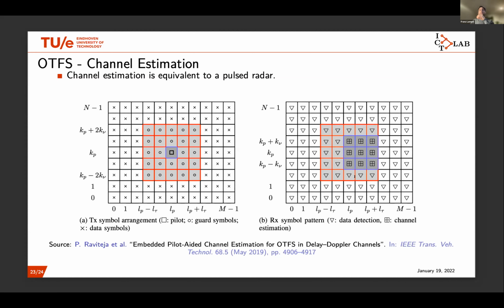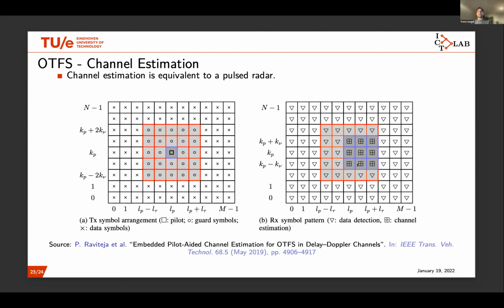The big difference is that in radar, you only define one non-zero symbol here, and you want to directly observe how the symbol is spread. Whereas in OTFS, you define the whole grid to carry information and just keep one small part empty.